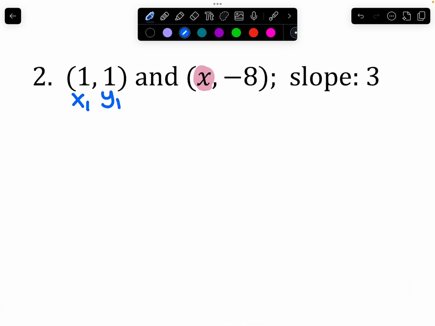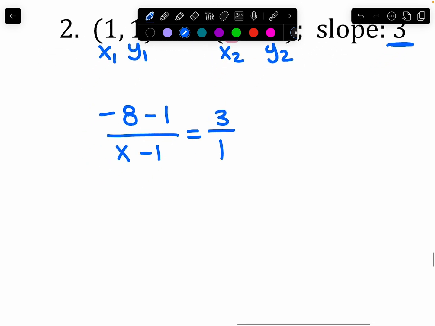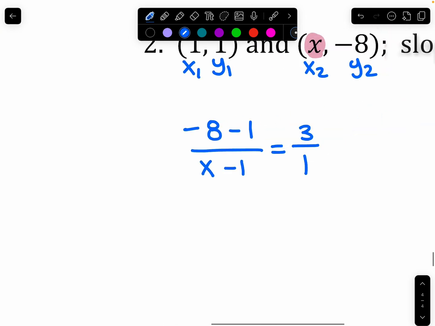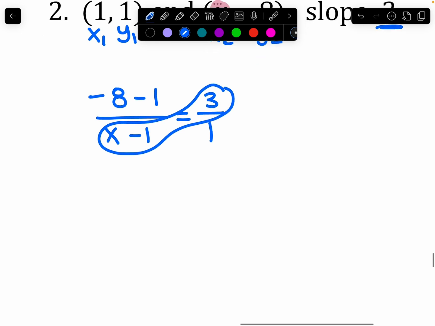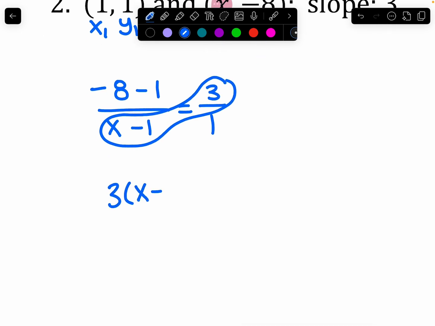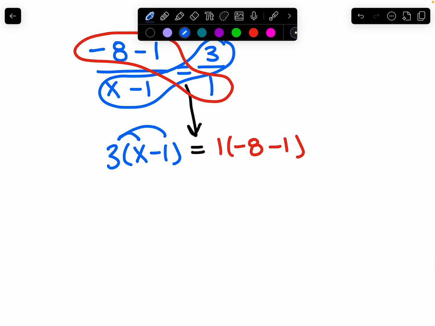So let's do it again. I've got my x1 and my y1, my x2 and my y2, and then I'm given my slope. So this will be -8 minus 1 over x minus 1, and then this will equal 3. Anytime you have a whole number, you can make it into a fraction by putting it over 1. I'm going to start by taking the numerator of one fraction and multiplying it by the denominator of the other. We then bring down our equal sign. Then we multiply the numerator of our other fraction by the denominator of our other fraction, like this.